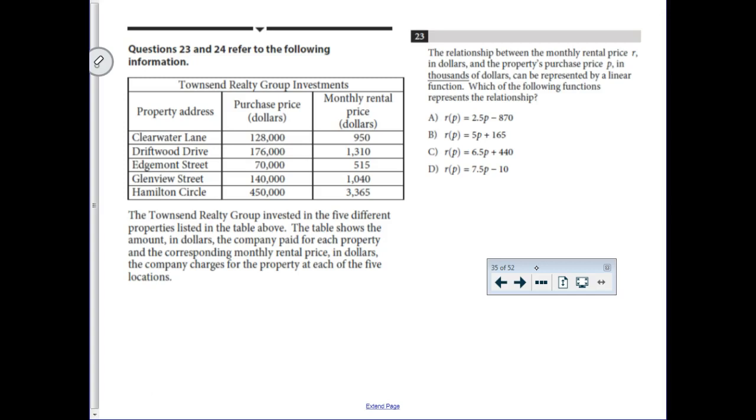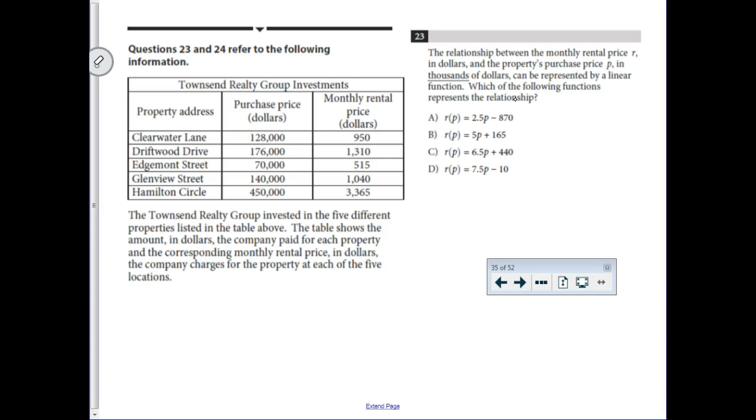Awesome. Here we go. The relationship between the monthly rental price, R, in dollars, and the property's purchase price, P, in thousands of dollars. Now, anytime they underline something, that's them being nice, okay? They're trying to point out to you that something weird happened. So remember that the price P over here, they took off the triple zeros when they went to write it into the equation. So that's why you're not seeing any thousands of zeros going on. Anywho, they want to know which of the following functions represents this relationship.